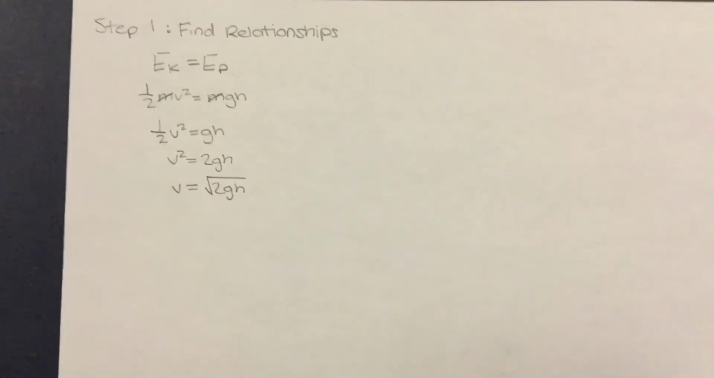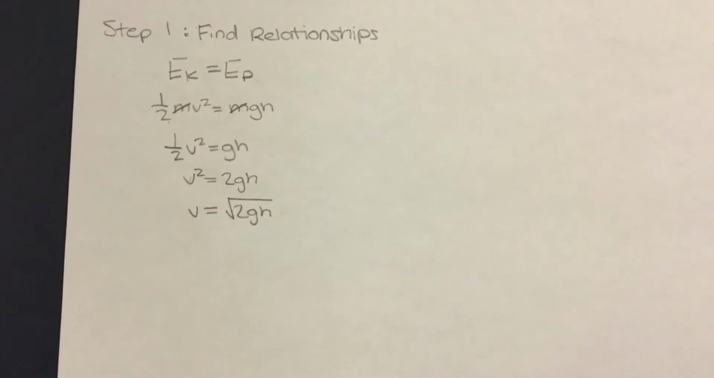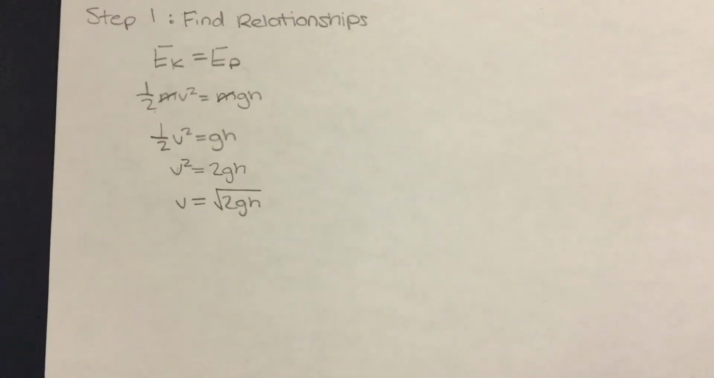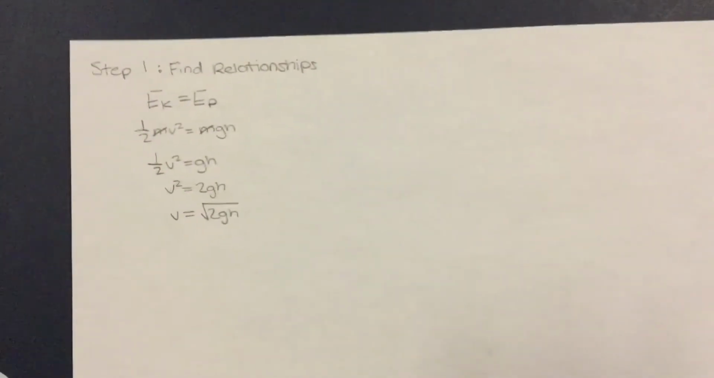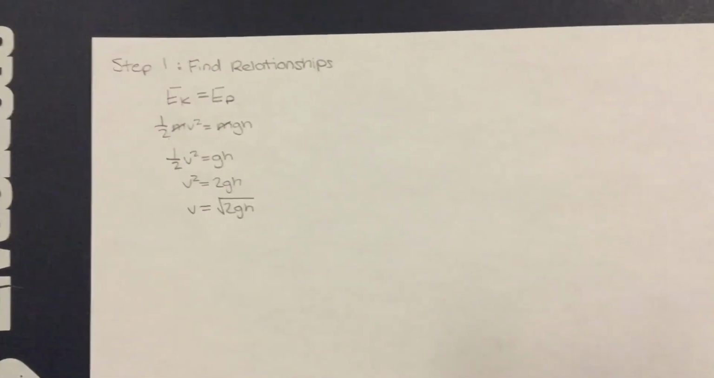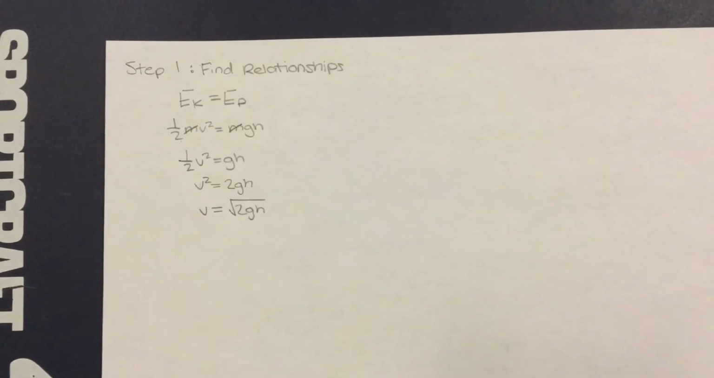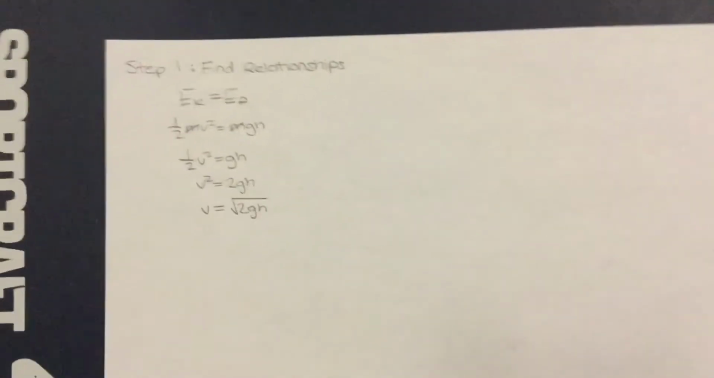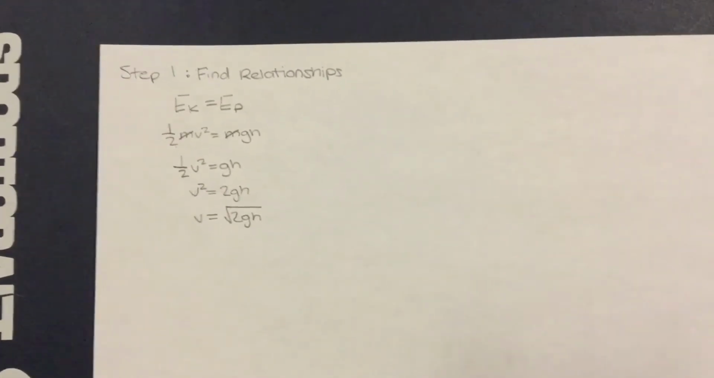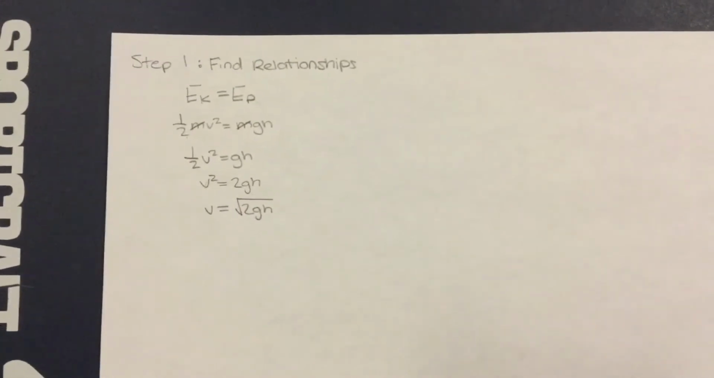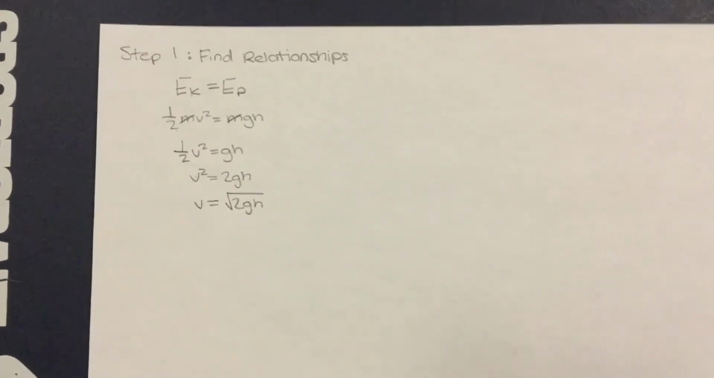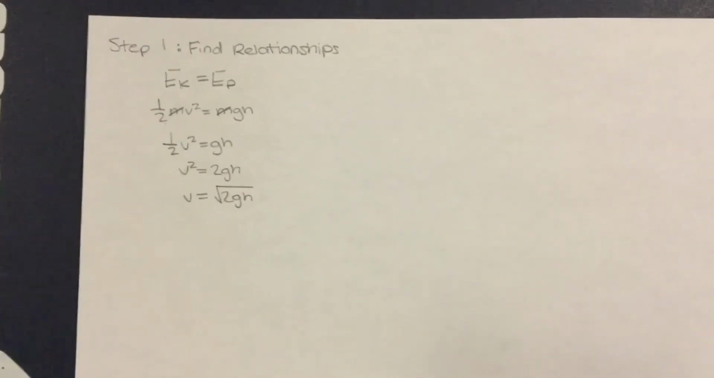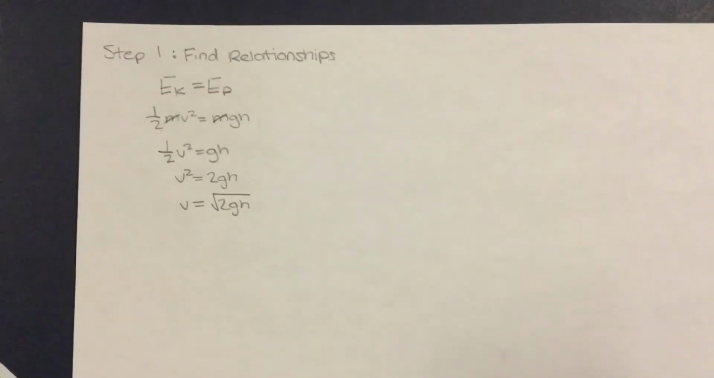So the masses cancel out, and that leaves us with 1/2 velocity squared is equal to the force of little g times height. Now we multiply both sides by 2, giving us velocity squared is equal to 2 times the force of little g times height. Now we take the square root of both sides, leaving us with a final equation of velocity is equal to the square root of 2 times the force of little g times height.